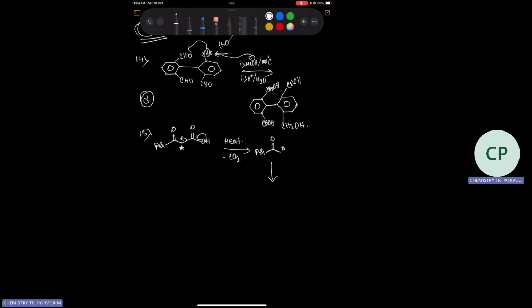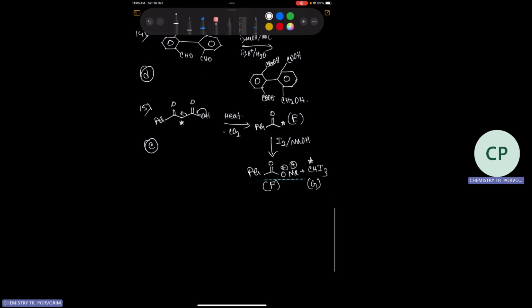And after that, if I use iodine per NaOH, that means the iodoform test is performed. If we perform the iodoform test, we will get PhC double bonded O, O minus Na plus, and CHI3 star. So this is F and this will be G. We can say this is our E. So in that case, our option should be C. The answer to 15 should be option C.